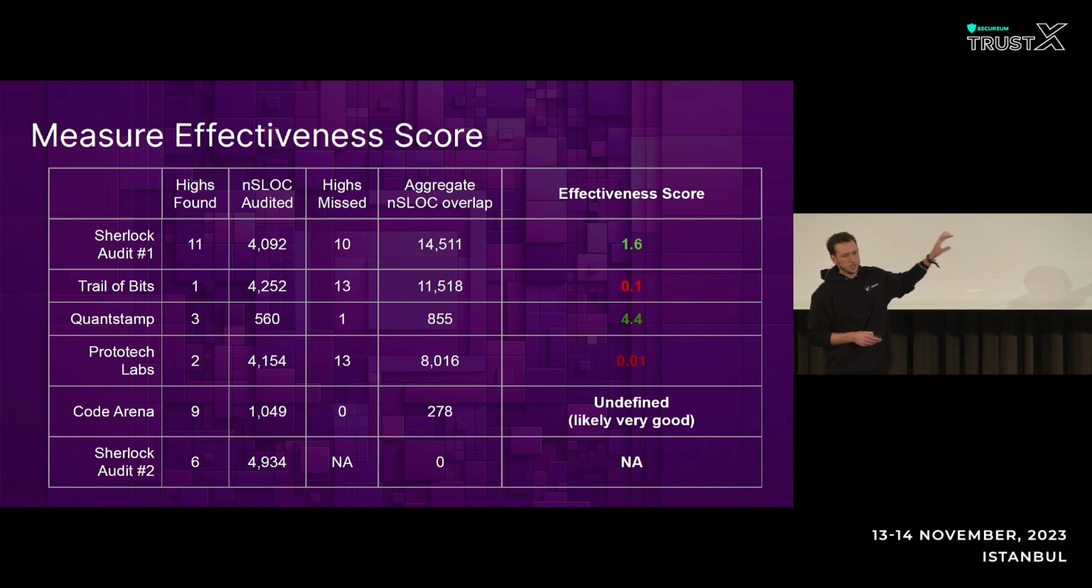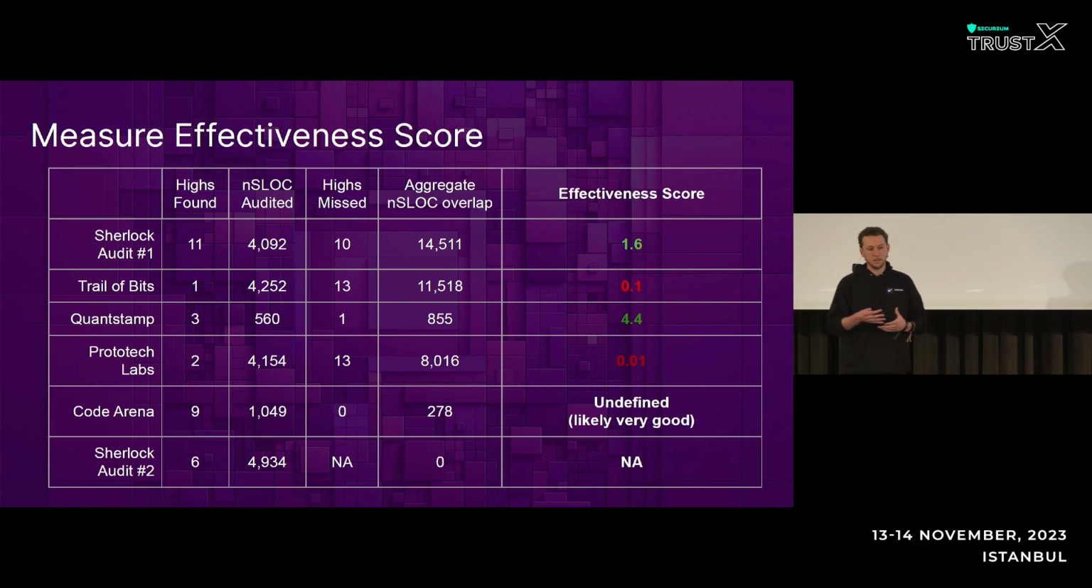And for Code Arena, this is a little bit unfair to them actually because they didn't miss any highs, but they also had almost no NSLOC overlap. So they only had 1 audit afterwards, that Sherlock audit number 2, and very little of the Sherlock audit number 2 code overlapped with Code Arena. So that was a little bit of a tough one, but I would give them probably a lot of credit for finding 9 highs and having no highs missed, even though the NSLOC overlap was fairly low there. And then Sherlock audit number 2, you can't really evaluate that one.